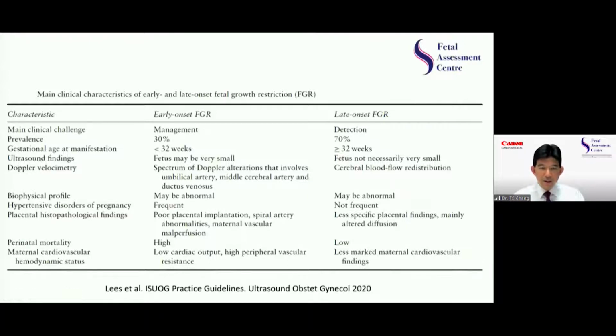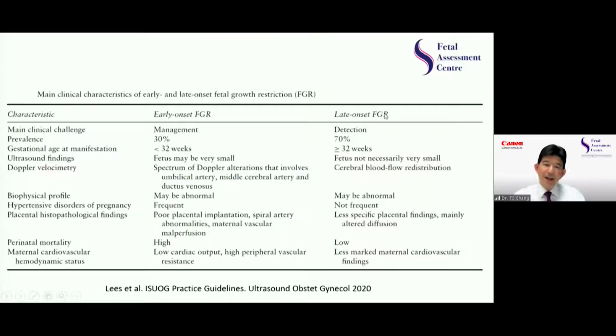When do we scan our fetuses? When do we deliver? Less than 32 weeks, early FGR. The fetus may be very small, and we will have a spectrum of abnormalities involving either the umbilical artery Doppler, middle cerebral artery Doppler, and the ductus venosus. It's usually due to poor placentation, spiral artery abnormalities, and usually associated with a high perinatal mortality.